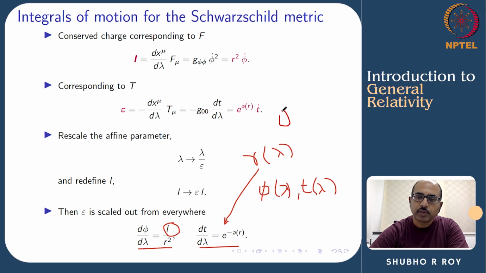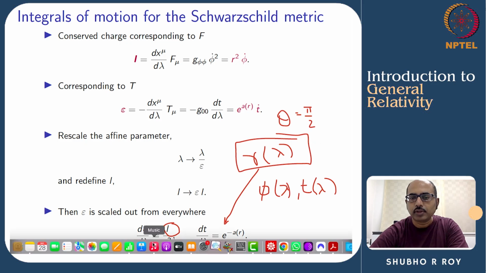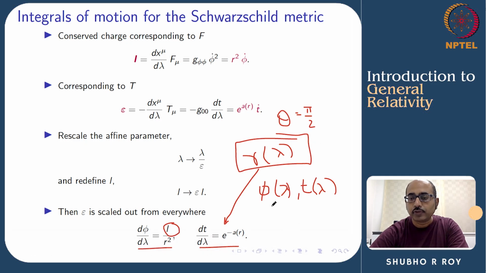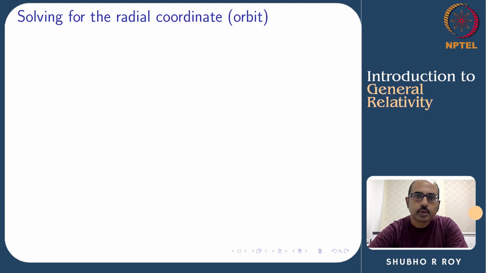Remember, theta has already been fixed to pi by 2 for all times, for all lambda. So it's already determined in some sense. But basically the idea is the only thing we need to solve is the radial coordinate. Once we know the radial coordinate, these two equations will give us phi and t, and then we'll be done. So let's look at the radial equation. In particular, we will first look for the orbit.